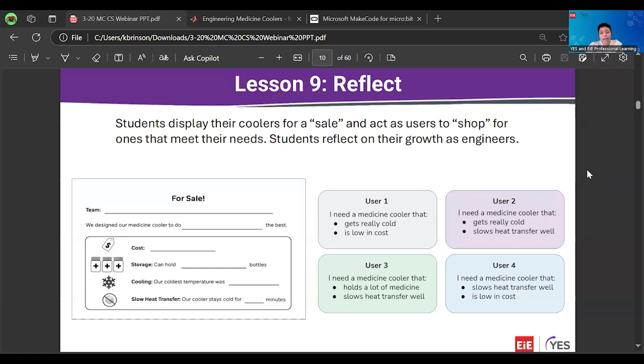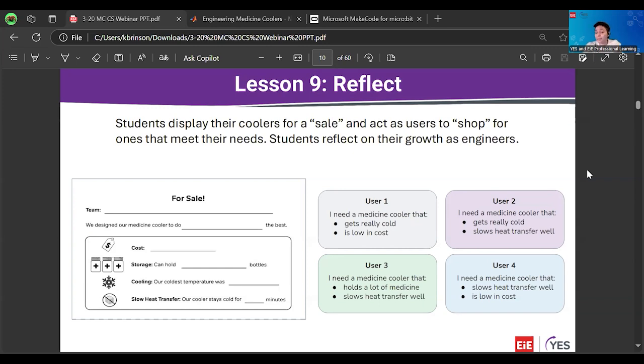and having those types of conversations as well. I also recommend sometimes to do the sale before you do your iterate step so that students can get a sense of who would buy their medicine cooler in order to make that improvement and sell it to more people and meet more needs of other users.